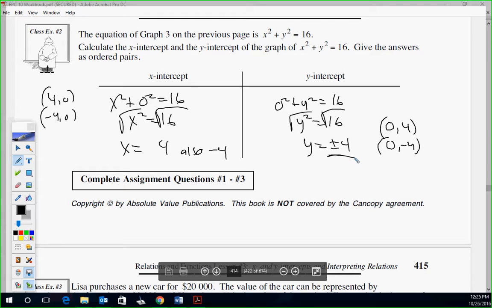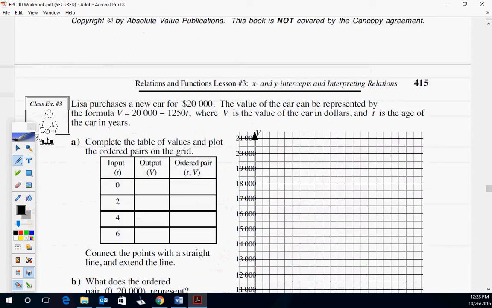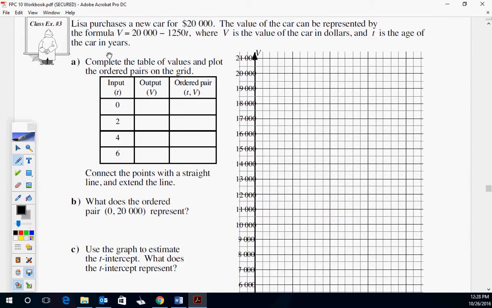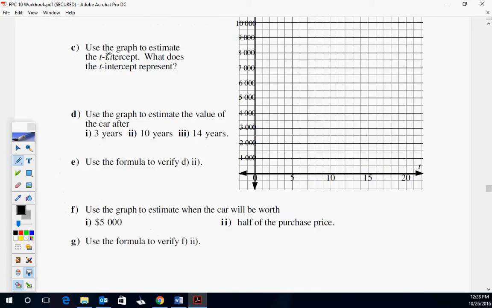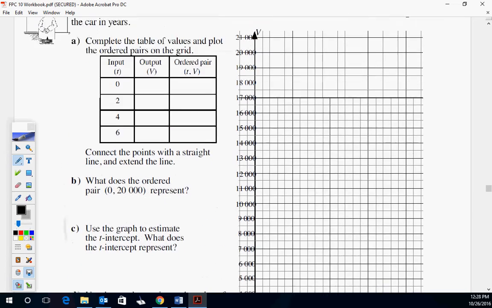Okay, last page, not page. Whoa. Okay. All right. Let's see here. All right, so let's look at this graph here.